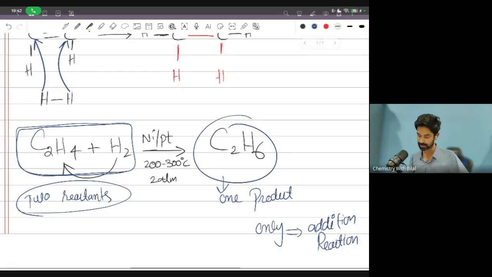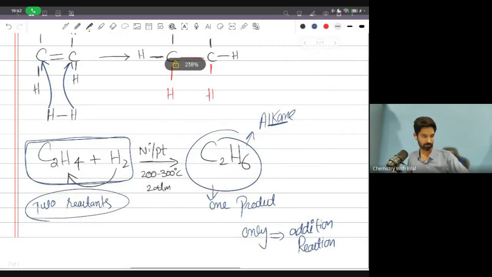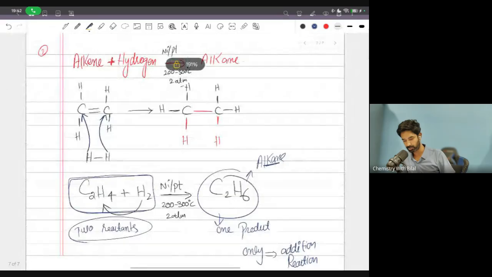So this is an addition reaction and this is alkane, of course, which forms 1 product only. Please check this reaction. इसको नोट करें सब लोग। Let me know if you need further explanation.